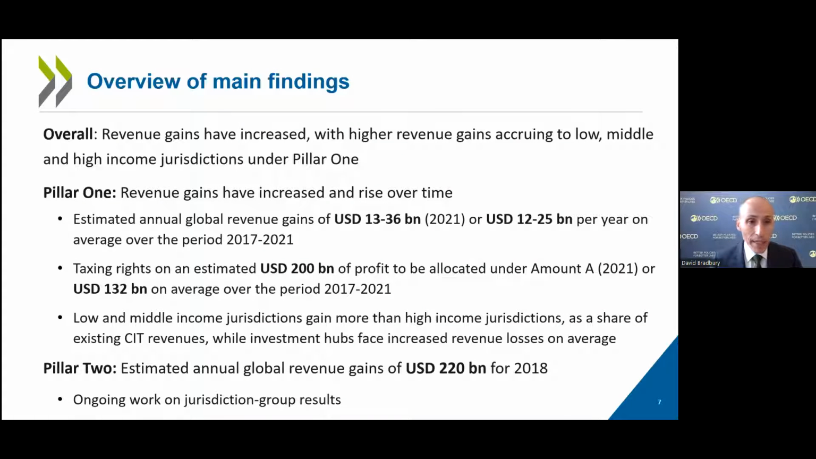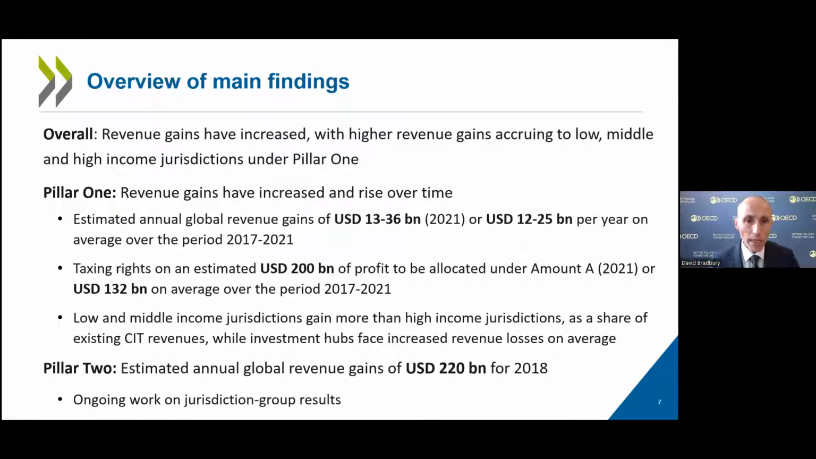As I mentioned, low and middle income jurisdictions gain more than high income jurisdictions as a share of existing corporate income tax revenues. Of course, that's not the case in terms of absolute numbers because many low income economies are smaller economies. But as a share of corporate income tax revenues, we see low income jurisdictions gaining at a higher rate than their middle and high income counterparts. We also see that investment hubs face increased revenue losses on average. And you'll see that one of the principal drivers of that relates to the latest rules on the elimination of double taxation.